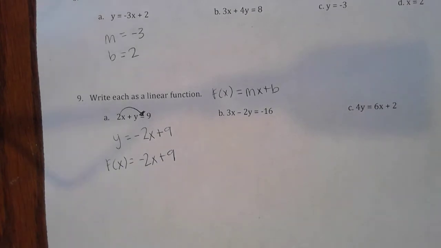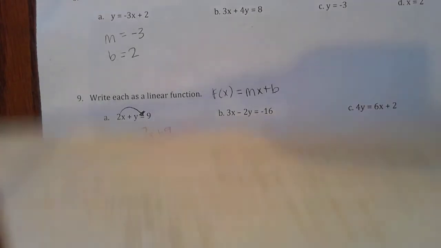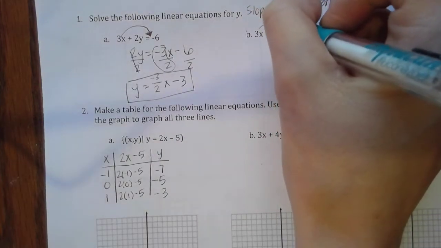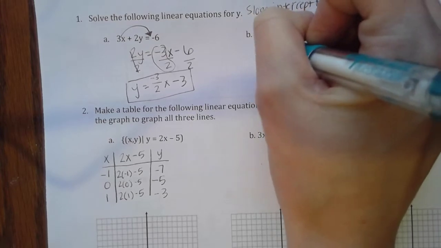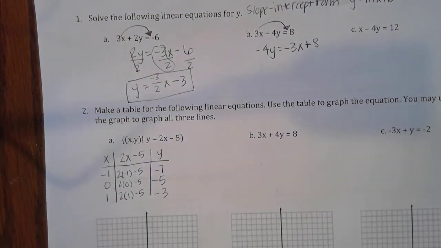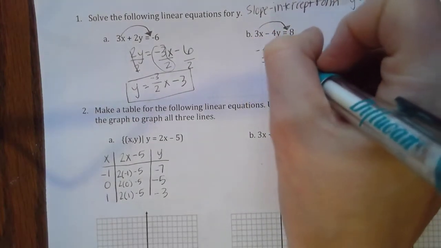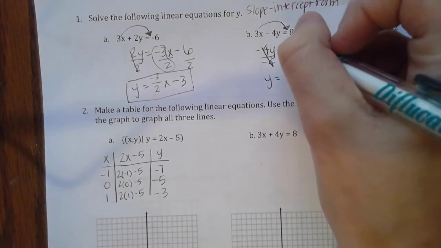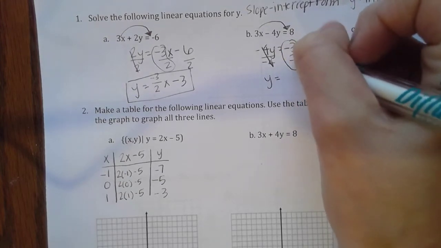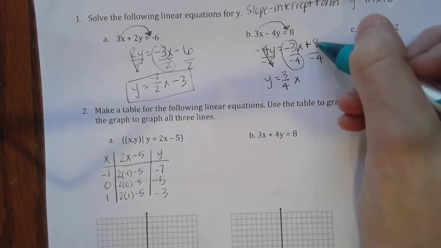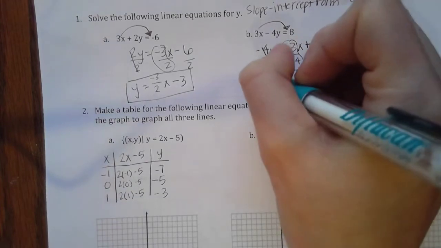Let's do our b's. 1b wants us to solve it for y. So move your 3x over here, and you get -4y equals -3x plus 8. That's a positive 8, so it stays positive. Then I'll divide everything by -4. So I have y equals, this becomes its own little fraction, but 2 negatives make a positive. So that's going to be a positive 3/4 x, and then positive 8 divided by -4 is just -2.